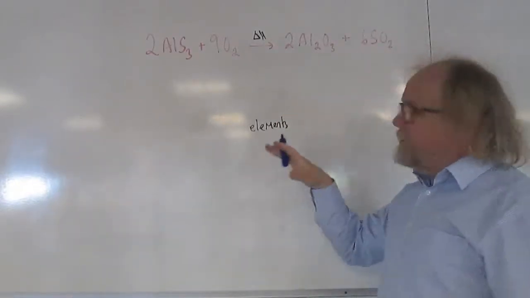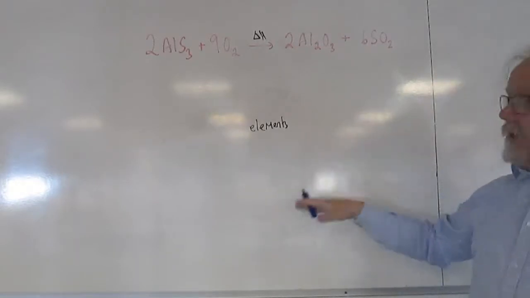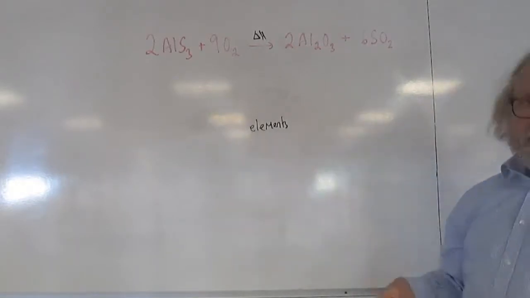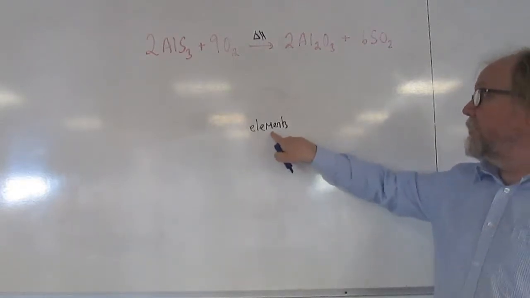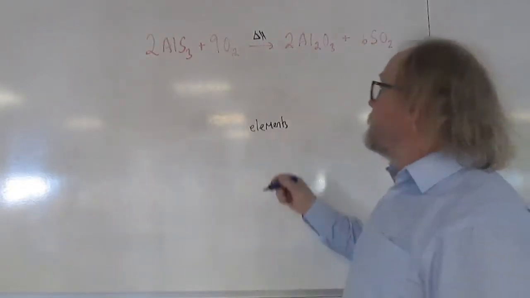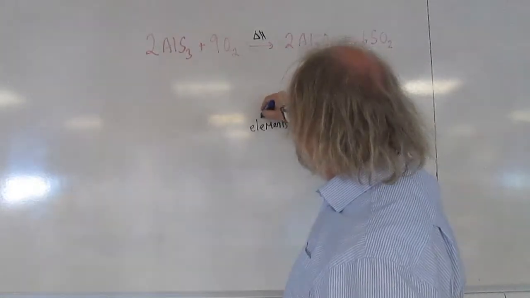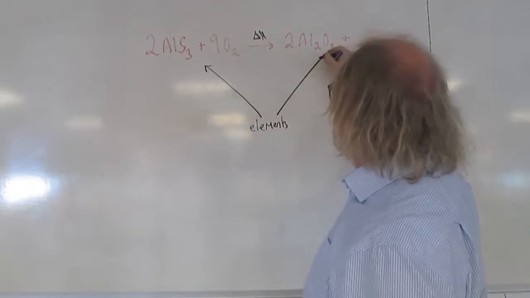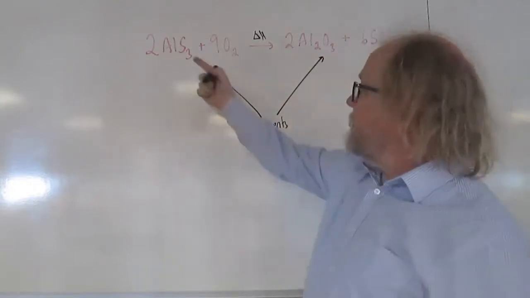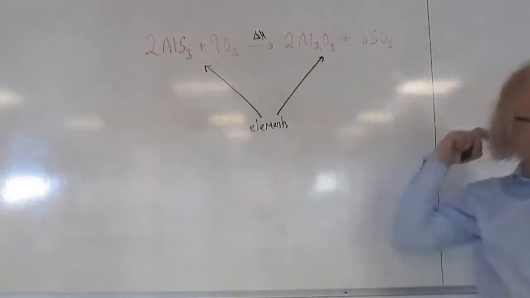So remember that the data you've got are enthalpy changes of formation, and that's why I've written elements at the bottom, because as soon as you see enthalpy changes of formation you know that's what the link between the substances is. And formation means you take those elements and you turn them into the compounds. So those arrows represent the formation of the compounds from the elements.